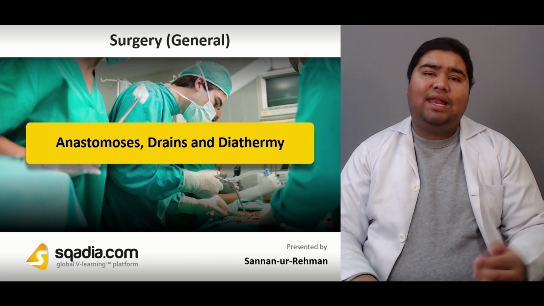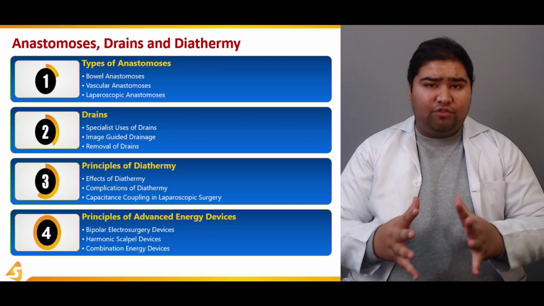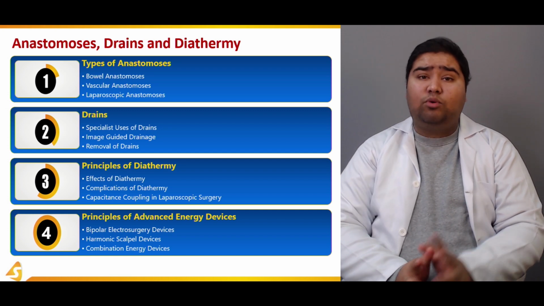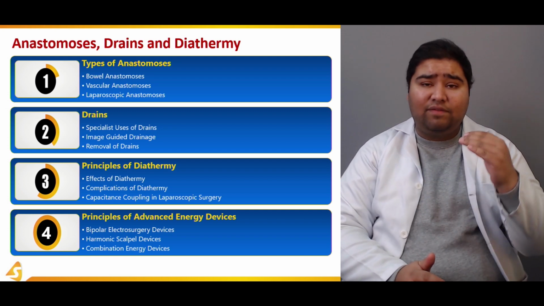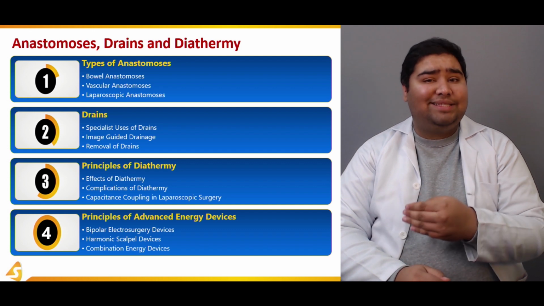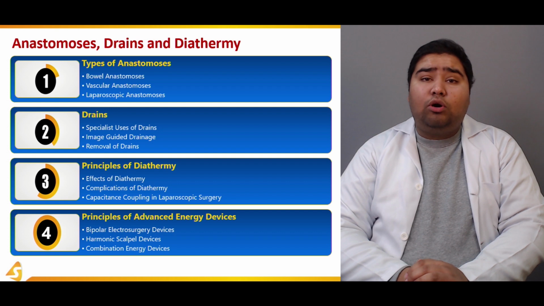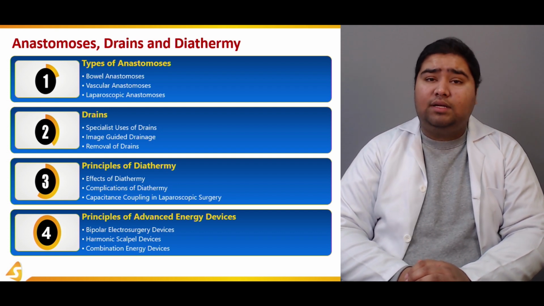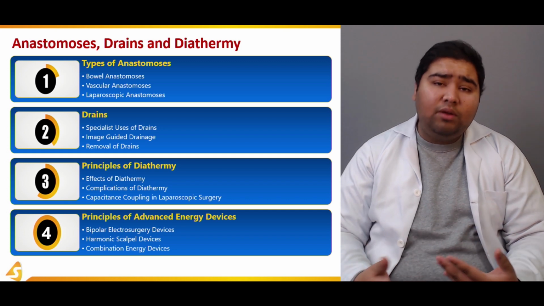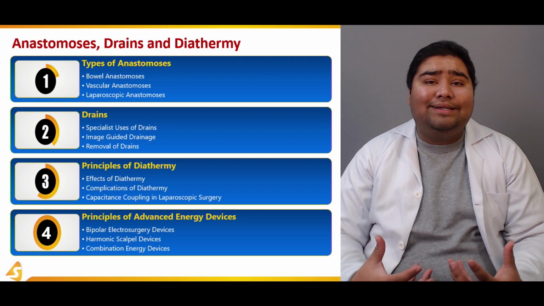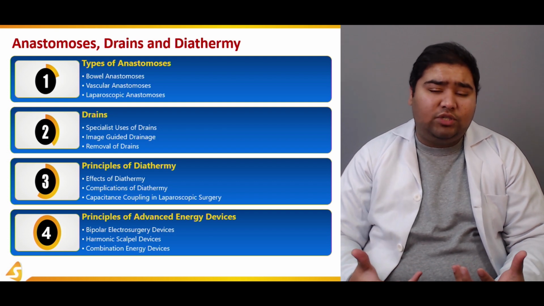Now let's see how the lecture is divided this time. We have 4 sections. In the first section, we'll be talking about the anastomosis. We'll see what are the various types of anastomosis. I've explained the anastomosis in itself. Now we'll see what the types are. In the second section, we'll talk about the drains. Again, we'll talk about the various types of drains and how to place them and what are their prerequisites and what advantages we get from putting a drain.